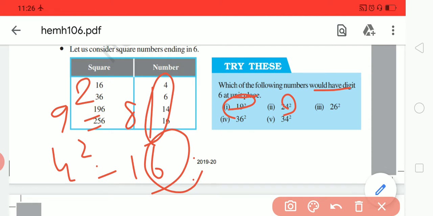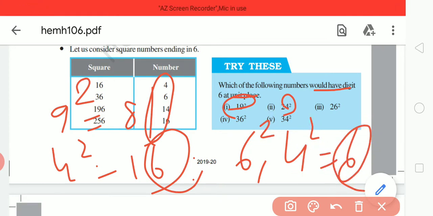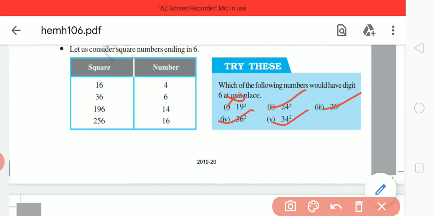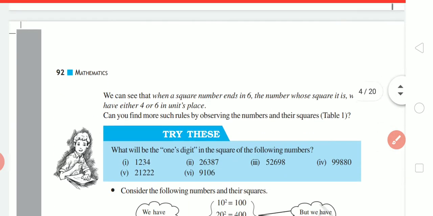So I'm telling you, a number that has 6 or 4 as the unit digit, its square will end with 6 only, with unit digit 6. So 6 6s are 36, in that 6 comes, 4 4s are 16, in that 6 comes, right? So let us check. First will not, second yes, third yes, fourth yes, and fifth yes. Now come to the next.